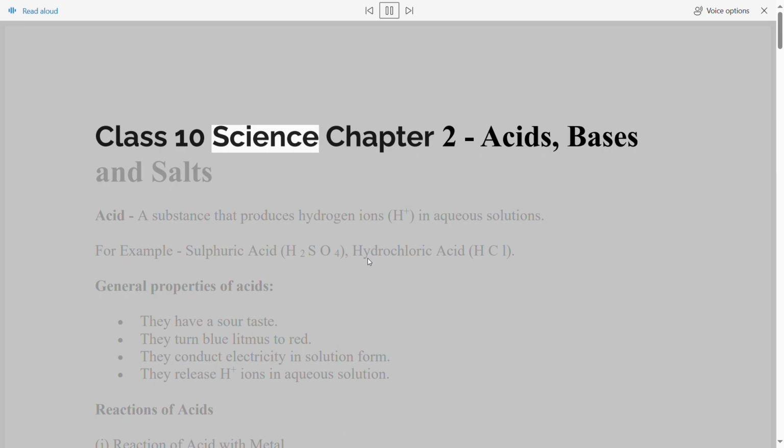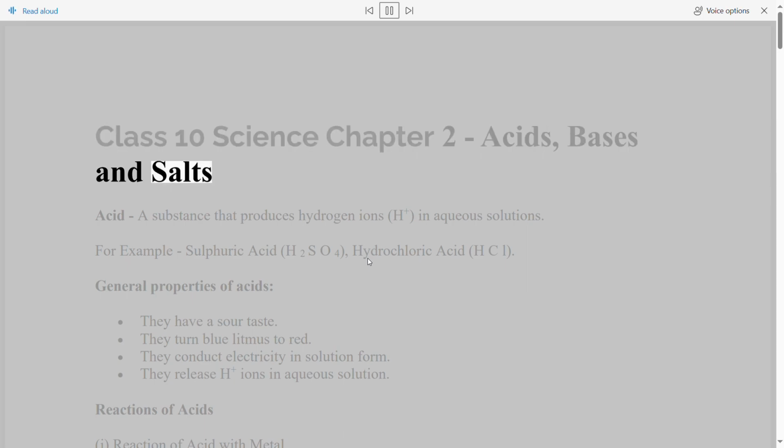Class 10 Science Chapter 2: Acids, Bases and Salts. Acid: a substance that produces hydrogen ions, H+, in aqueous solutions. For example, sulfuric acid, H2SO4, and hydrochloric acid, HCl.